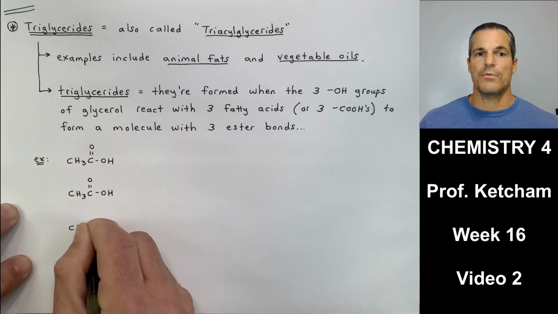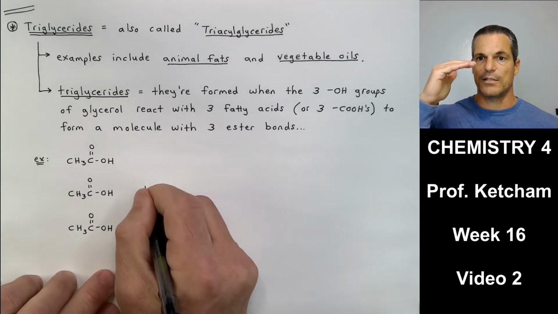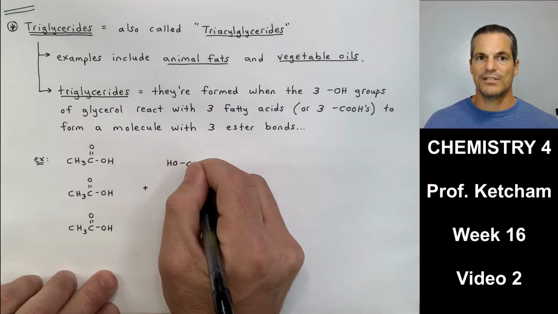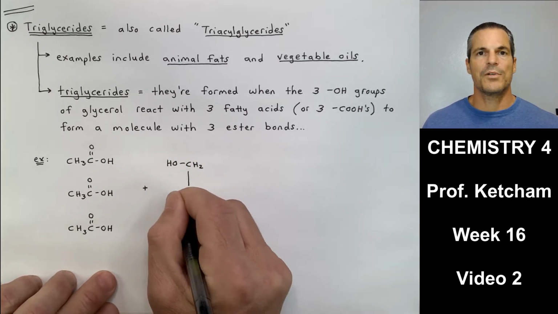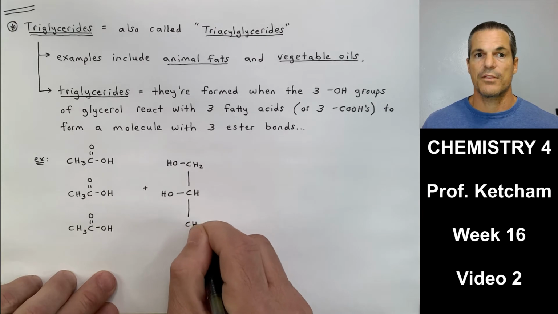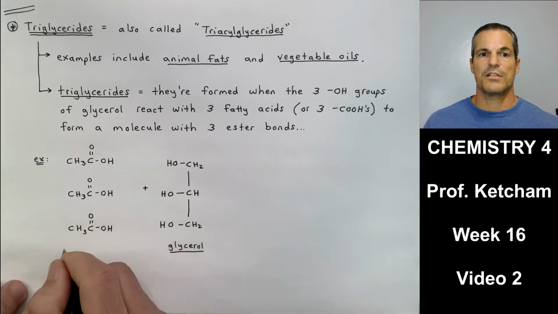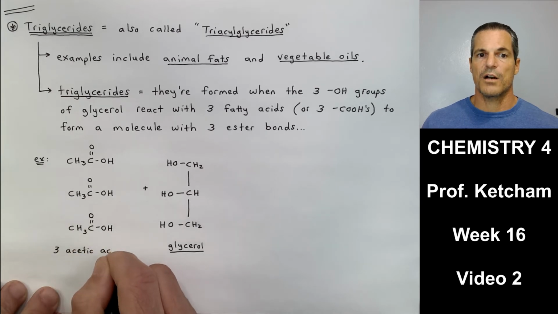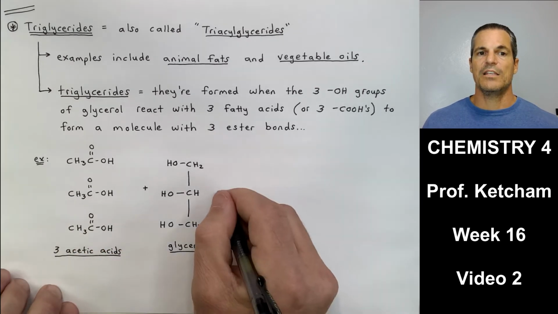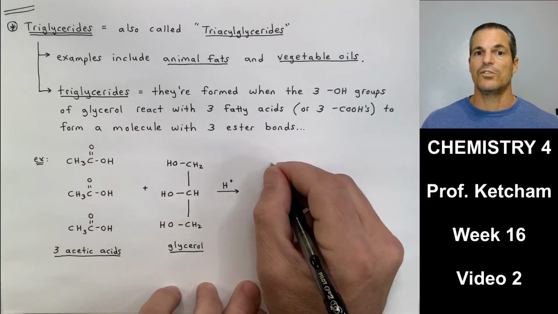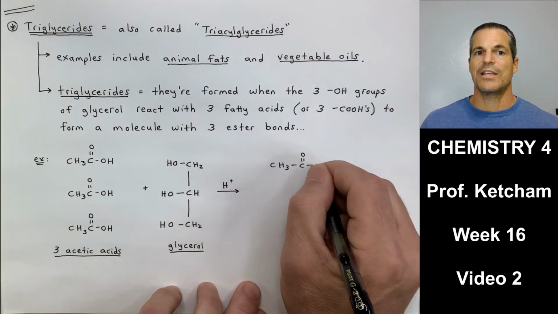So I've just written right now, I've written acetic acid 3 times. 3 separate acetic acid molecules. The simplest carboxylic acid I can come up with. On the right hand side of the plus sign, that's glycerol. It says 3 carbons with an OH off every carbon. If I were to combine these 4 reactants into one product, I would get a triglyceride.